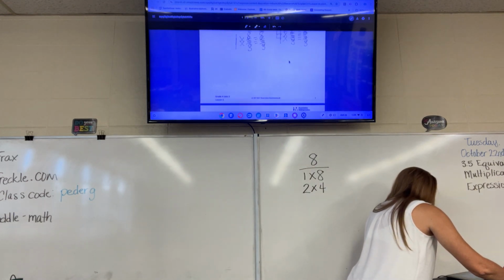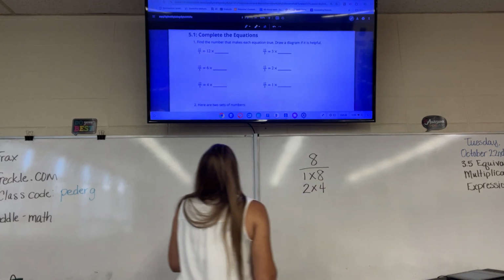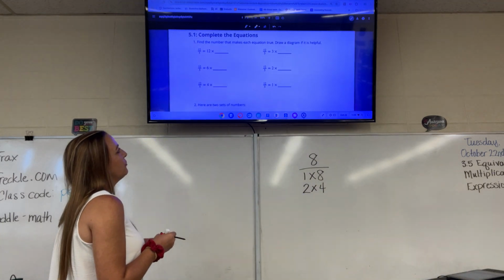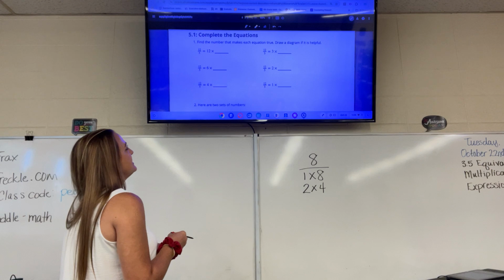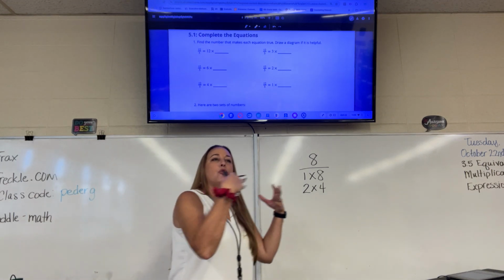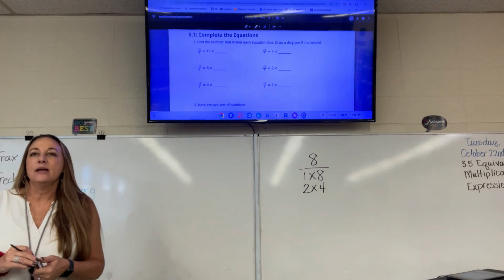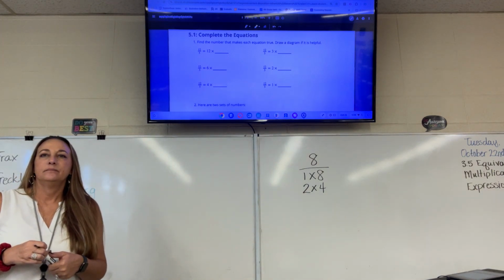Nope, that's all there are. Complete the equations. Find the number that makes each equation true. Draw a diagram if it is helpful. So 12 groups of what fraction equals 12/5? Athena? You forgot to start the base. No, I didn't.